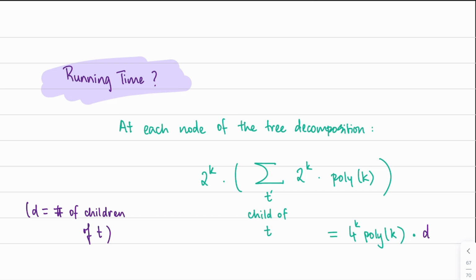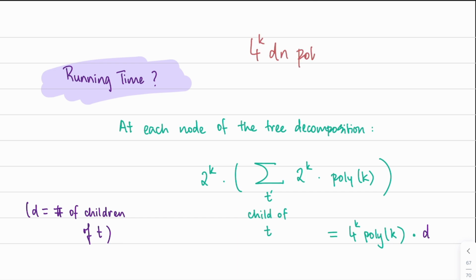Okay, so at every node, we have this sort of an expense here, 2 to the k times 2 to the k poly k as many times as there are children to be accounted for. So that's going to be 4 to the k poly k times d if there are d children. Now for the overall running time, remember that we're working with a non-redundant tree decomposition. So the overall running time can be estimated as an n overhead on top of this.